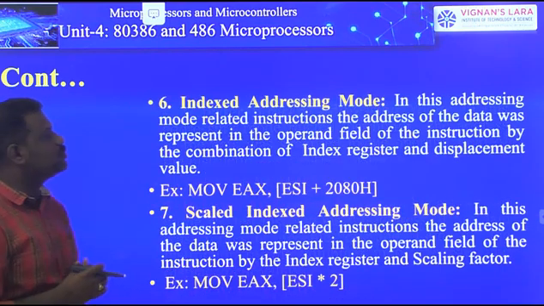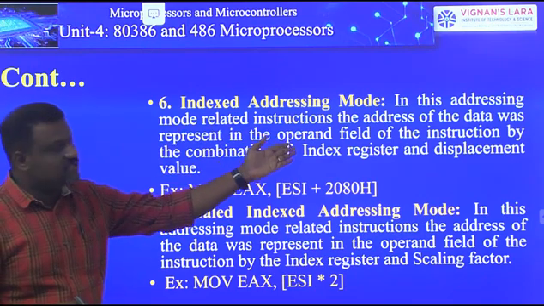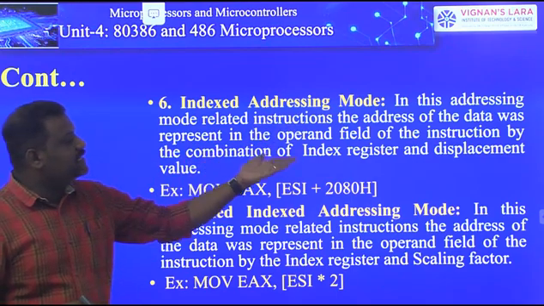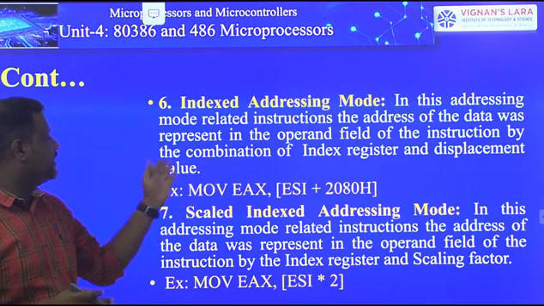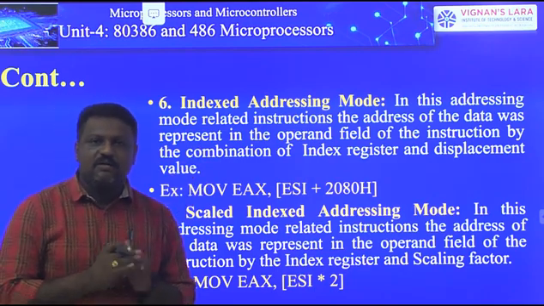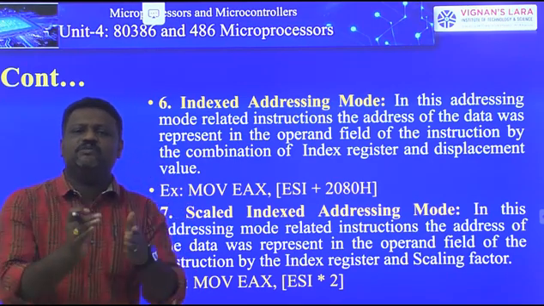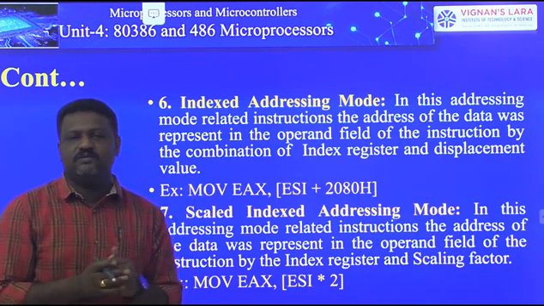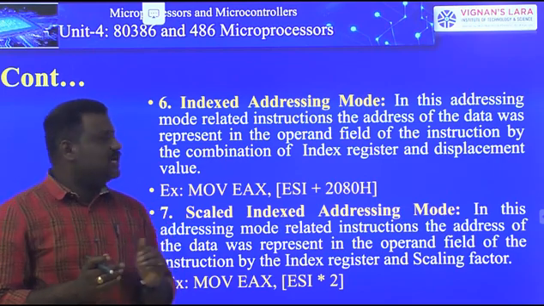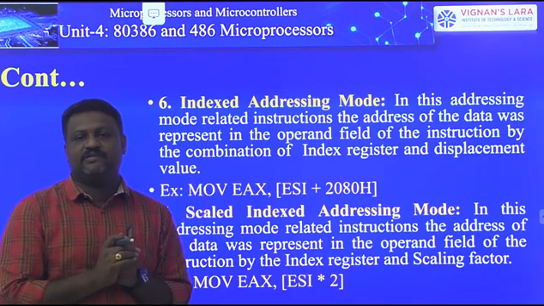Then coming to the sixth one, indexed addressing mode. In this addressing mode, the address of data is represented in the operand field of the instruction by the combination of an index register and a displacement value. If you compare this with the previous relative addressing mode, the only difference is that in relative addressing mode we can use any CPU register other than segment registers, instruction pointer and flag register. But here the register is always an index register.